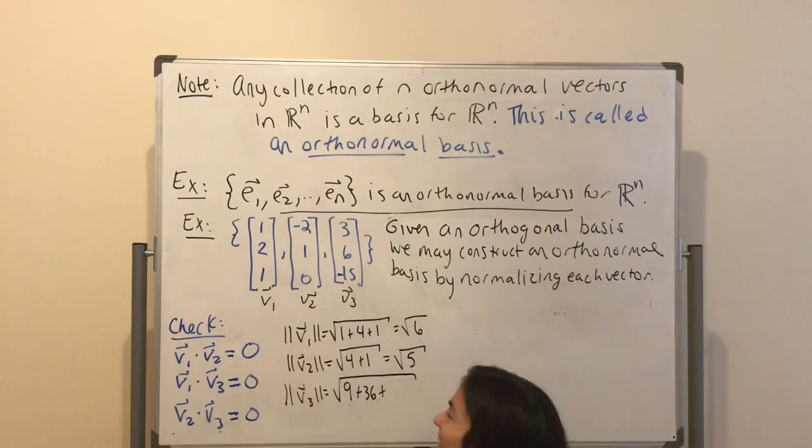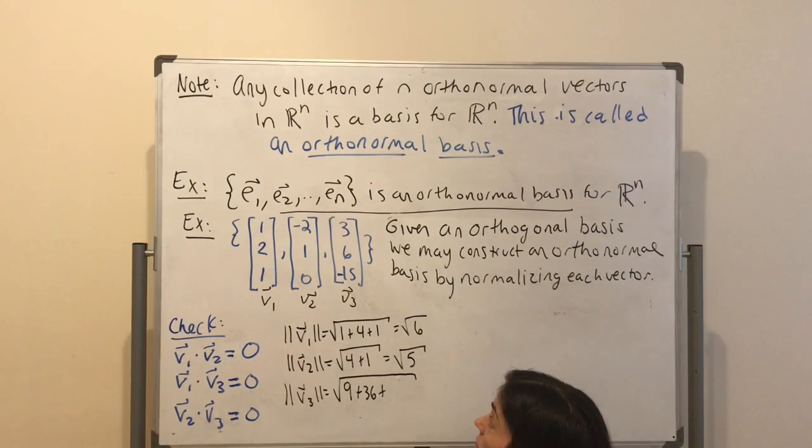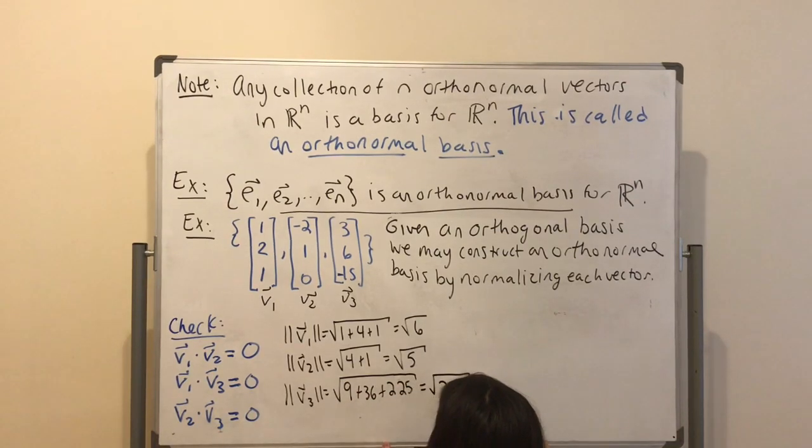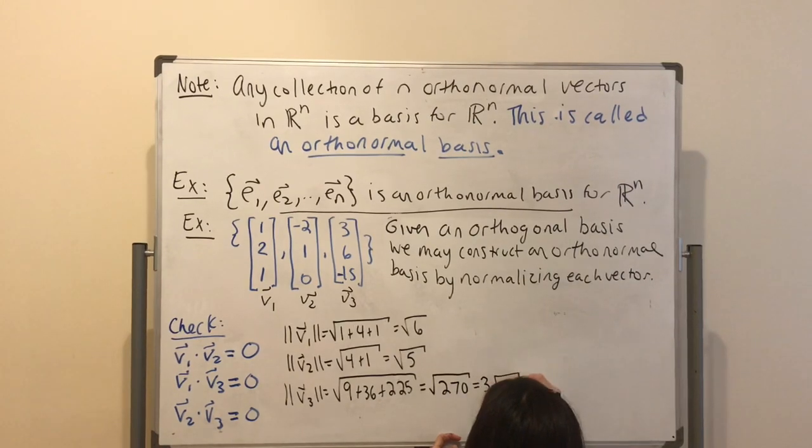15 squared. Let's see. We would have 15 times 10 is 150, and then 15 times 5 is another 75. So this is 225. And when we add these to 270, okay, and this is the same as 9 times, oh, so it's going to be 3 square root of 30. Okay.